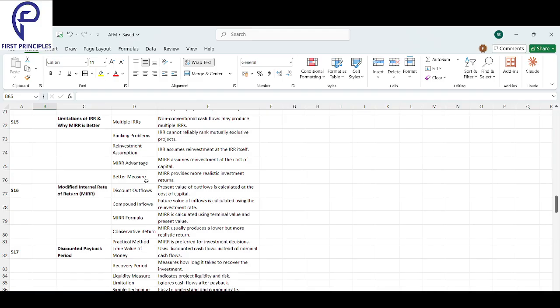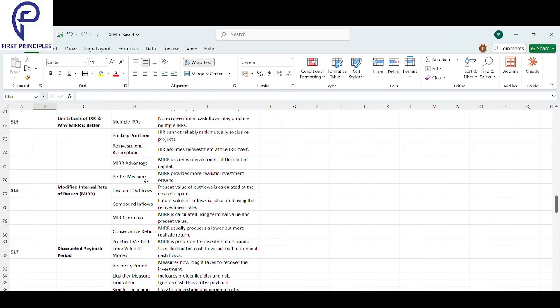Next, reinvestment assumption. IRR assumes you reinvest cash at IRR itself, which is unrealistic. What does IRR assume? IRR assumes that you reinvest cash at IRR itself.